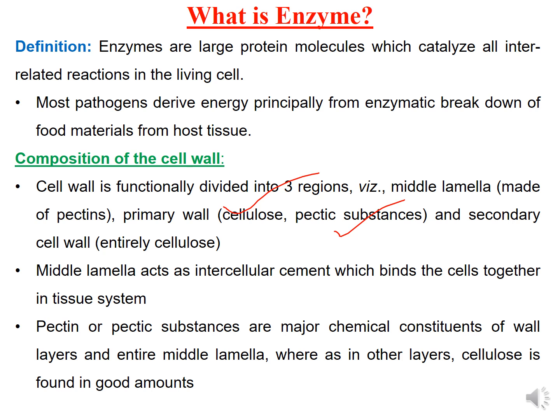So the middle lamella is majorly responsible for binding all the cells together, and the pectin or pectic substances present in the middle lamella are chemical constituents of the wall layer. Whereas in other layers, like the primary cell wall and secondary cell wall, we can find cellulose in good amounts, the middle lamella is majorly made up of pectin or pectic substances.